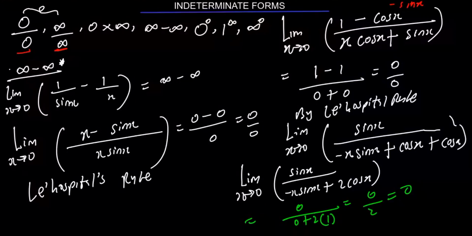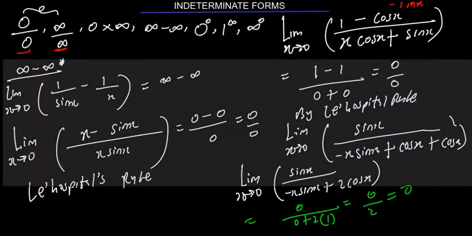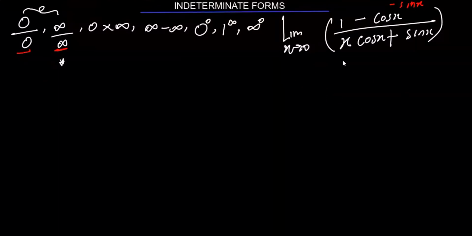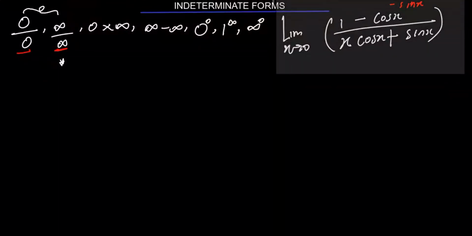So that's how to work out infinity minus infinity. You are just going to simplify, then do substitution. It will automatically change to L'Hospital's rule. That is it.